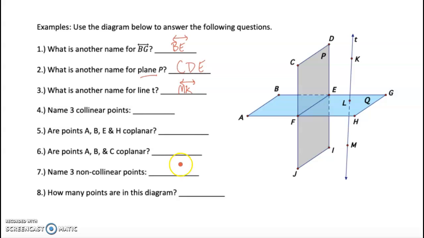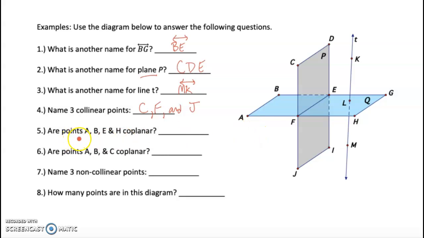Name 3 collinear points. So collinear is on the same line. There's a lot of choices here. So maybe I'll go with C, F, and J. Now be very careful though when you're naming 3 points. C, F, and J. Make sure you use commas and list them, because if you just put CFJ, I would think you were talking about a plane, but you're really listing points for me.